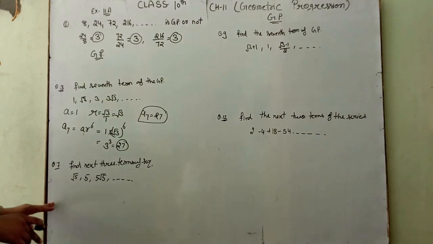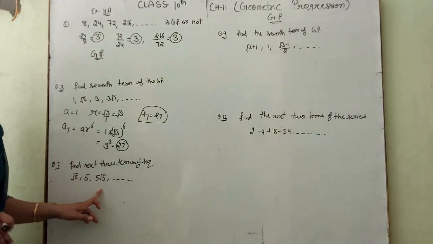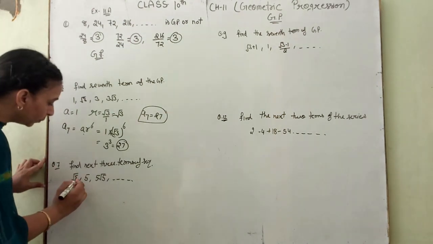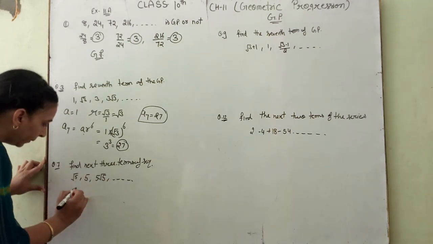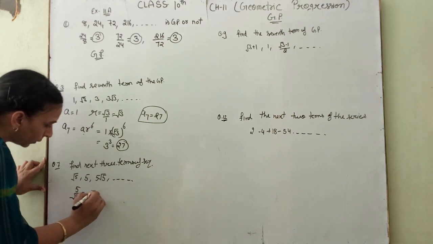Okay, this is the sequence. We find the next 3 terms: first, second, third. Then we find the 4th, 5th and 6th. First, we find whether this is a GP or not. Student, first we find the ratio: 5 by root 5. This equals root 5.